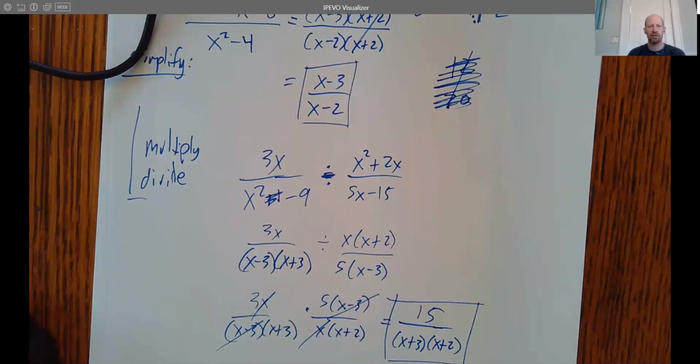Questions on either of those examples? Okay, I'll keep asking just in case.